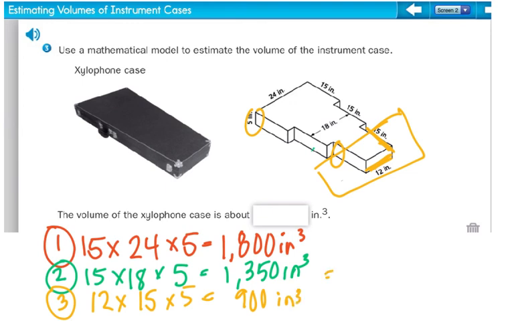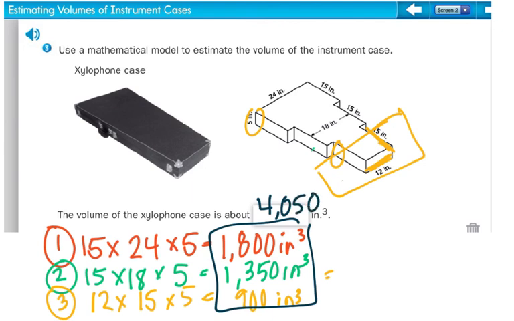And now we add together all 3 numbers. So 1,800 plus 1,350 plus 900 gives me a volume of 4,050 inches cubed. All right, that is it for the video lesson for today.